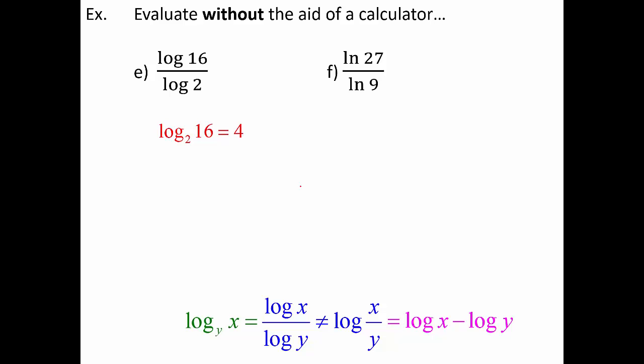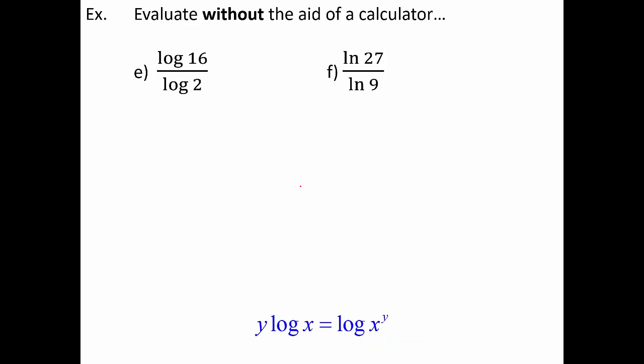The answer is 4. I could do the same thing on the second one. That's just log base 9 of 27. Rewriting as 9 to what power gives me 27. Going through the process, you're going to end up with 3 halves. So these should be pretty straightforward questions, thinking of it in terms of the change of base formula. But I do like to point out the other way to approach these problems is using the power rule.